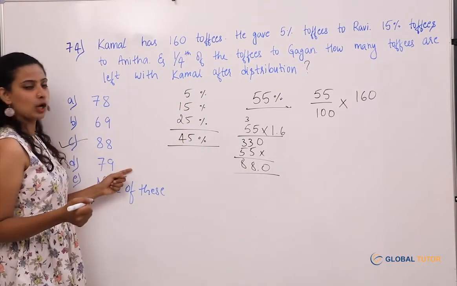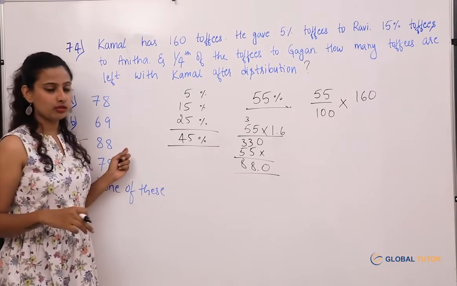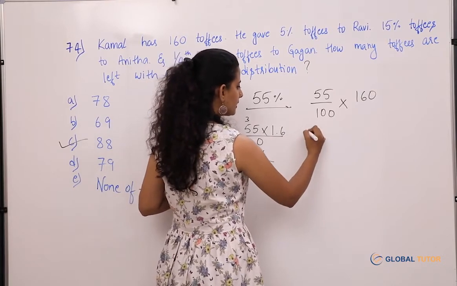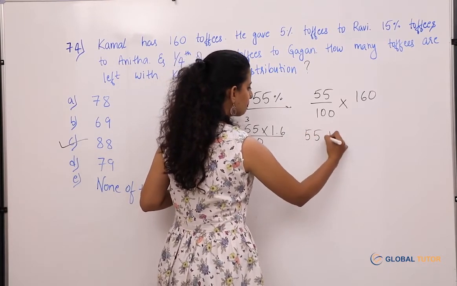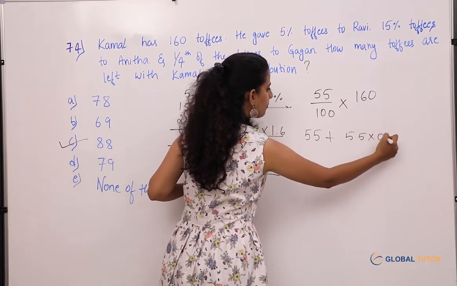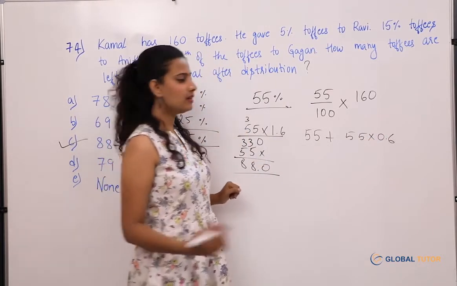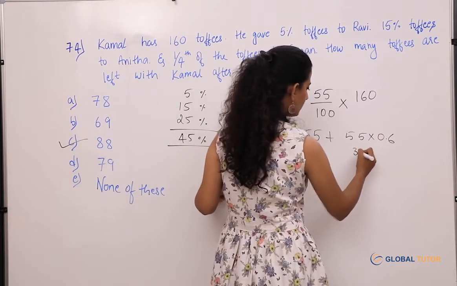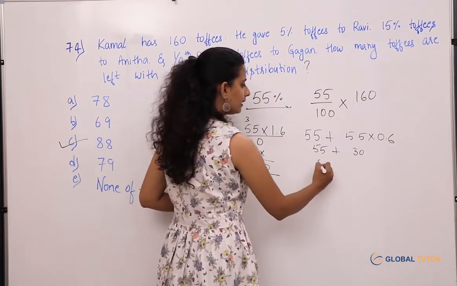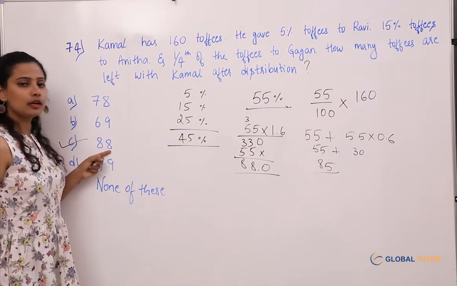So here the options are wide enough, so you can approximate the values also. So here we have 55 into 1.6. So I can consider it as 55 plus 55 into 0.6, right? 55 into 0.6 can be considered as approximately 30. So 55 plus 30 will be 85 and the approximation will be 88 because that's the closest number.